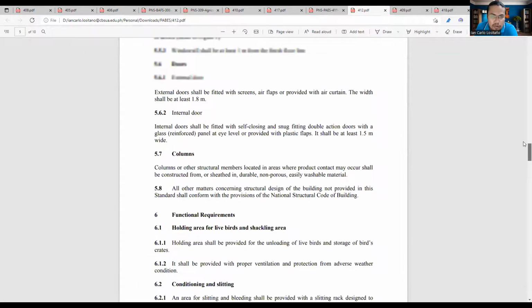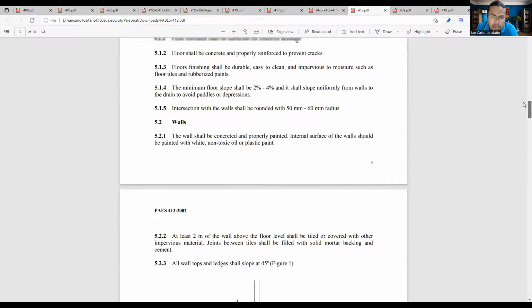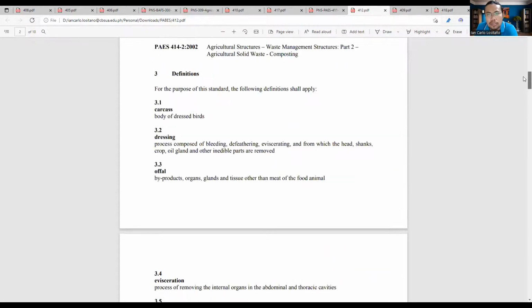This is again for fowl. Commonly in the Philippines, this is for poultry. This is a very big industry.